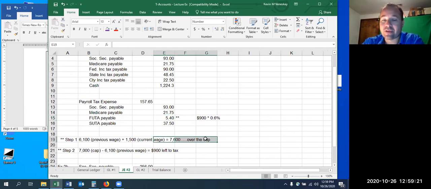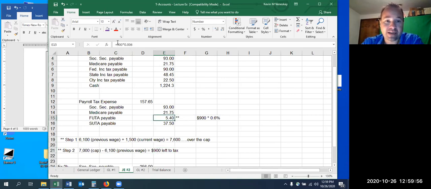I just want you to note, don't use this number anymore. Don't use the 7,600. That's just to tell us if we're over the cap, yes or no. Then we just move to step 2. We do not use that number. We take our actual cap and then subtract out the previous wages. So 7,000 minus 6,100, 7,000 cap minus what we've already made says, okay, there's only 900 left to tax. I don't want to tax 1,500 because that takes us way over the cap.